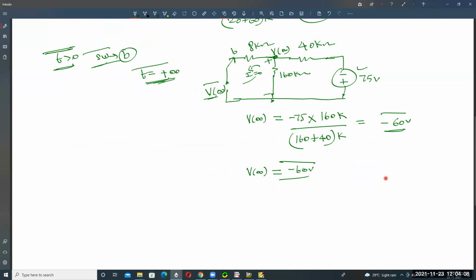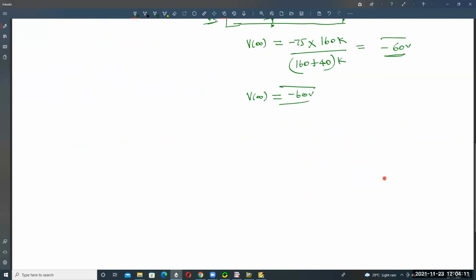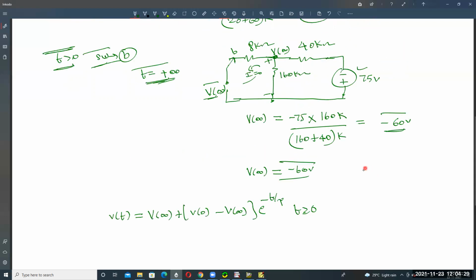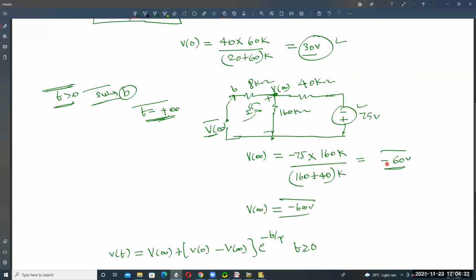So now write the expression. V of t is equal to V of infinity plus V of 0 minus V of infinity, into e power minus t by tau, for t greater than or equal to 0. This is the expression. And then what is the time constant here? Time constant is equal to RC.